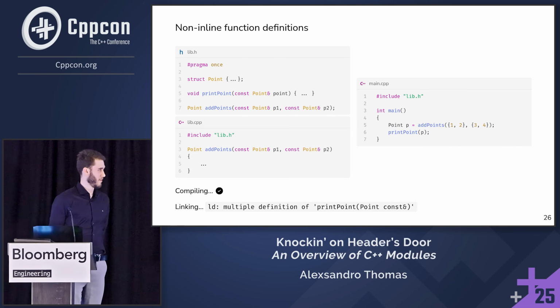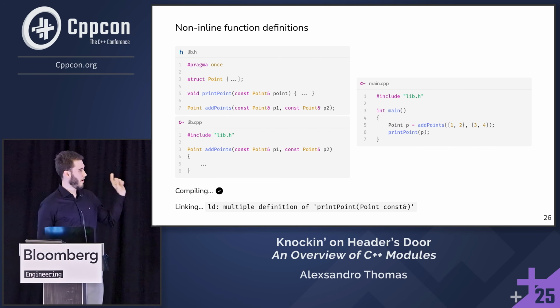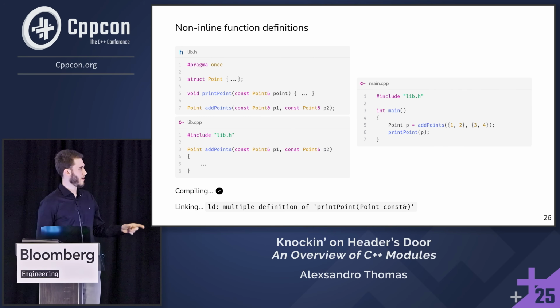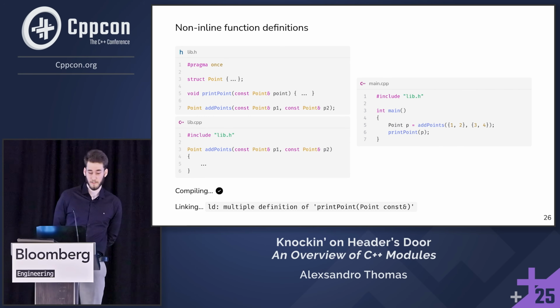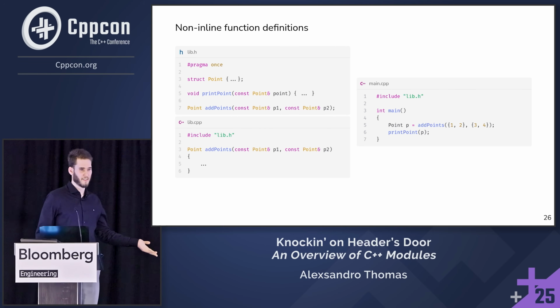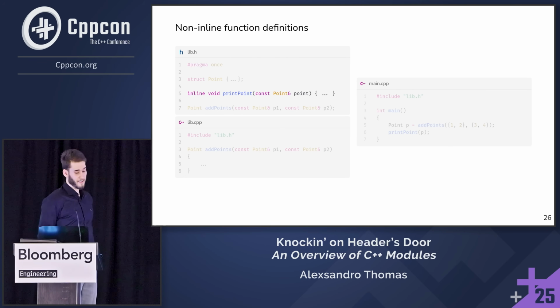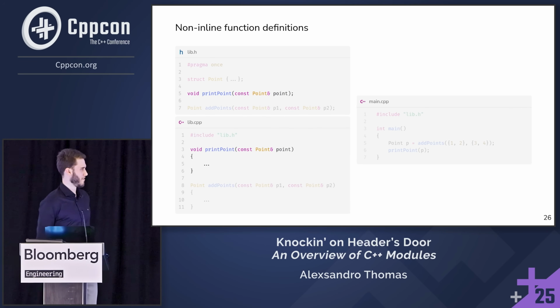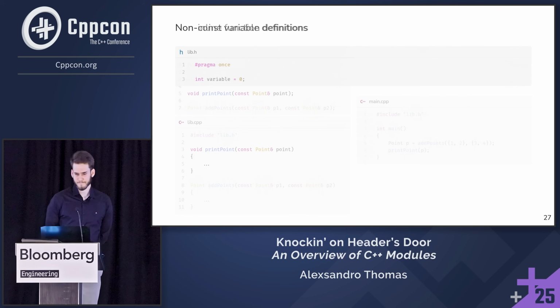Multiple definition of print point. And the reason for that is that both of your source files will now have a copy of this definition of this print point thing. So it's a very bad idea to keep that. Well, it's not impossible to fix that in a header. If you really want to keep your code there, you can just, for example, add inline there, or just do the right thing and put your code in the CPP file.